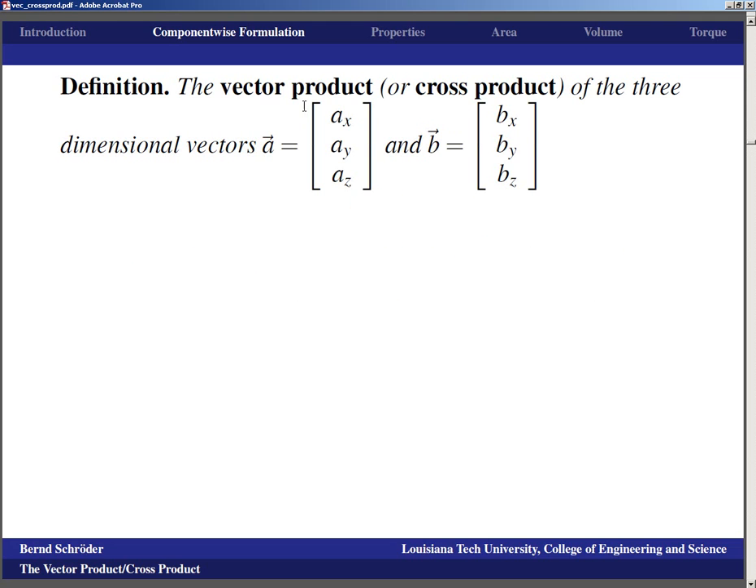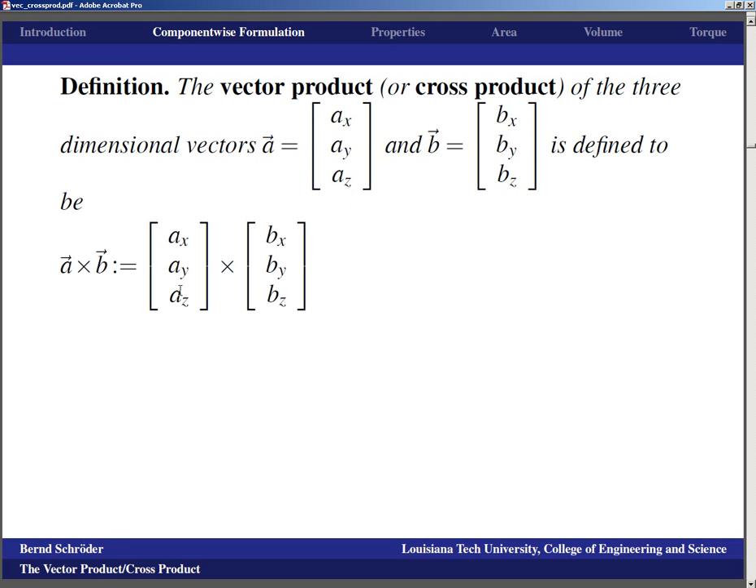And so as a definition, the vector product or cross product of the three-dimensional vectors AX, AY, AZ and BX, BY, BZ is defined to be A cross B, being AX, AY, AZ cross BX, BY, BZ. And here's the formula just from the previous panel. And basically, one way to remember it is to realize that we just cross multiply, right? AY, BZ minus BY, AZ gives us exactly the first component. So basically what you do is you blot out the line where you want to compute the component, and you take the remaining components and cross multiply them.